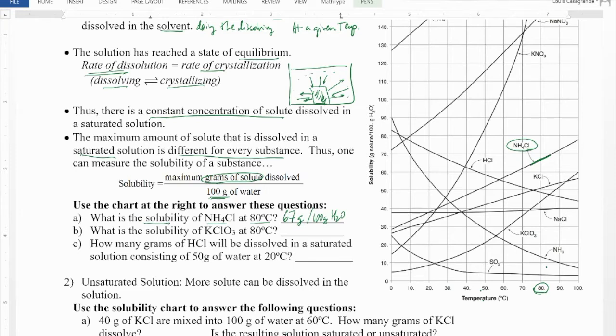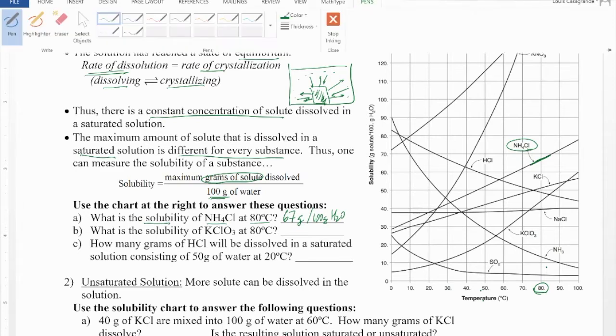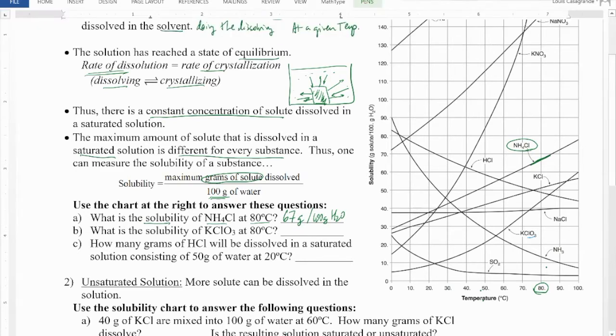How about potassium chlorate? Potassium chlorate. Let's change colors. Potassium chlorate is this guy right here. And so at 80 degrees Celsius, as before, let's find out where the potassium chlorate crosses the 80 degree line. And it looks like it's crossing it at about 44 grams per 100 grams of water.